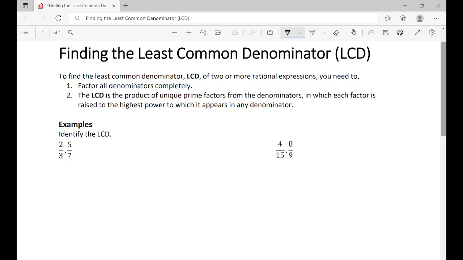To find the least common denominator, or LCD, of two or more rational expressions, you need to first factor all the denominators completely. That is a requirement before you do anything else. Once you do that, you can now find the LCD. And we can say that the LCD is the product of unique prime factors from the denominators in which each factor is raised to the highest power to which it appears in any denominator.